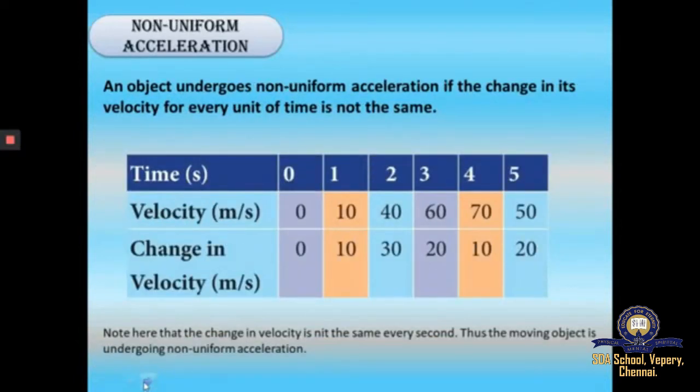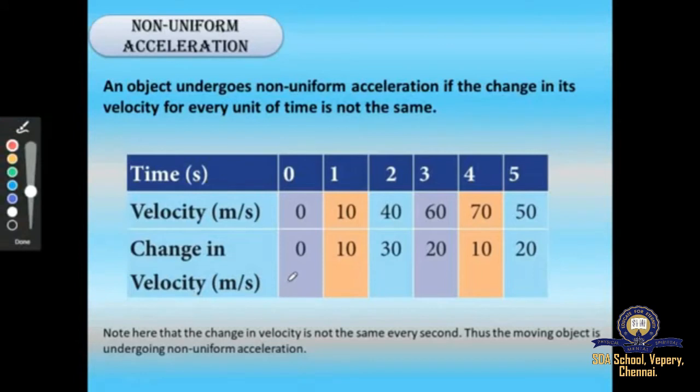Non-uniform acceleration. An object undergoes non-uniform acceleration if the change in its velocity for every unit of time is not the same. When you look at the table, you can find the change in velocity is not the same every second. So it changes from 0, 10, 30, 20, 10 and 20. Thus, the moving object undergoes non-uniform acceleration.